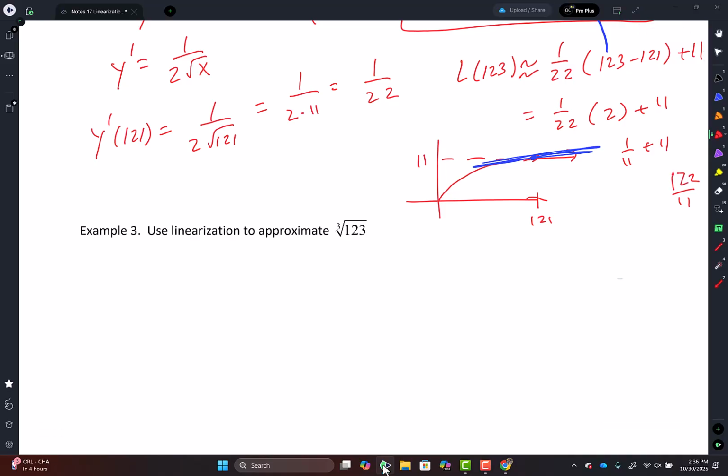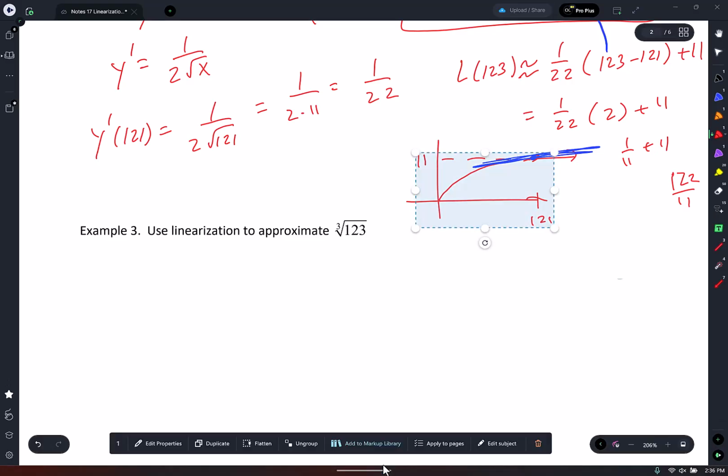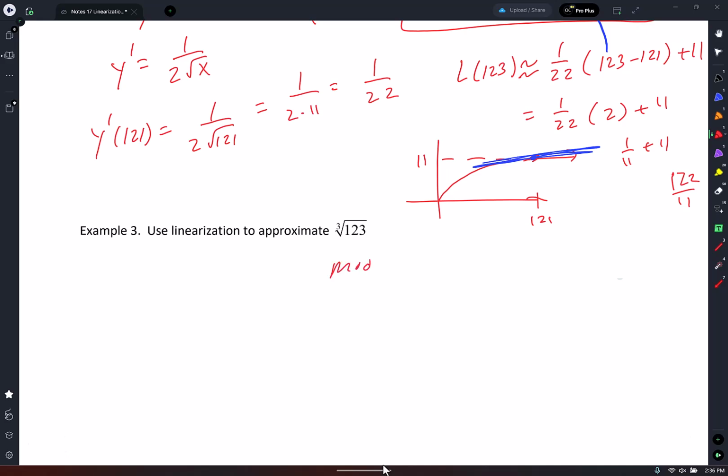Okay. You guys ready for this one? This is the cube root of 123. So what's my model? Y equals the cube root of x. What is the closest perfect cube to 123? Do we know? 125. Good job. You must be really good with numbers. What's the cube root of 125? How'd you know that it was a perfect cube? Take a guess.